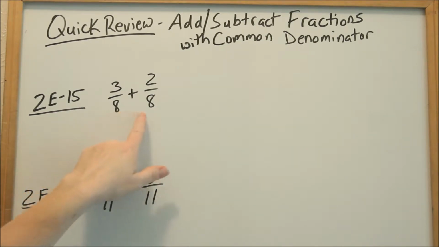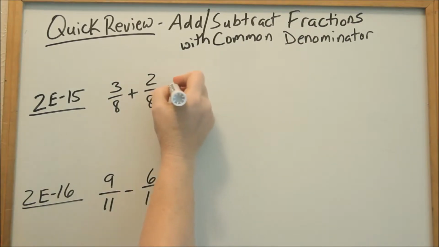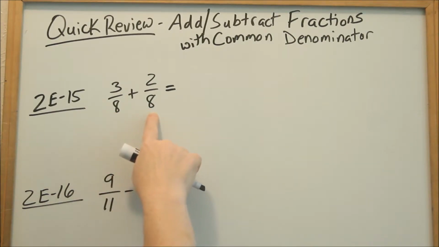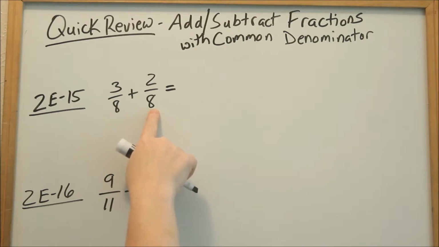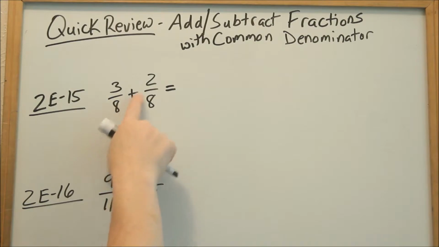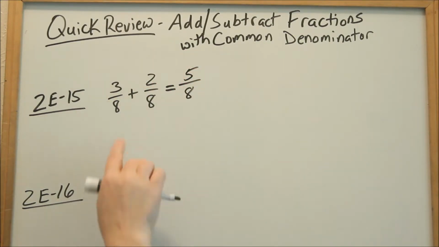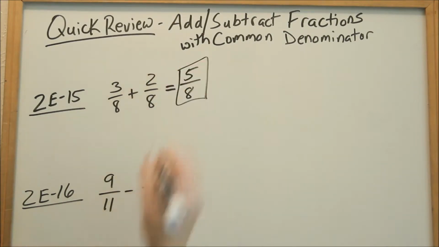They have a common denominator, meaning they're the same. When you add or subtract fractions, you have to have a common denominator. These numbers have to be the same before you can add them or subtract them. Once your denominator is the same, then you only add or subtract the numerator. So now we just say 3 plus 2 is 5, and then your denominator stays the same. Denominator never changes, and then that would be your answer.